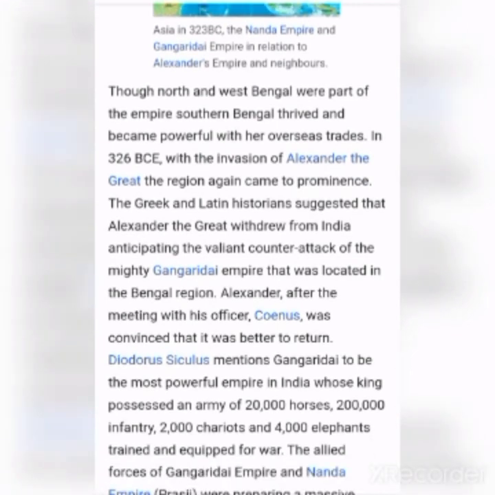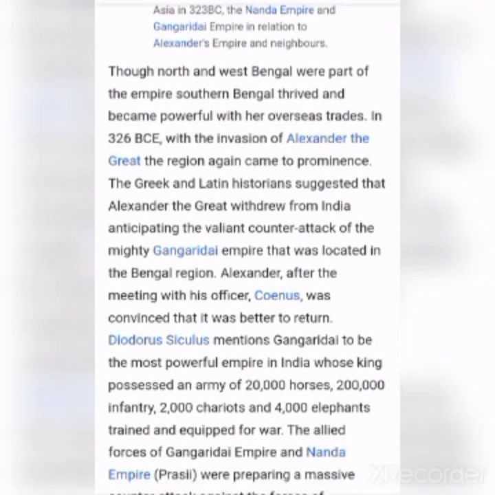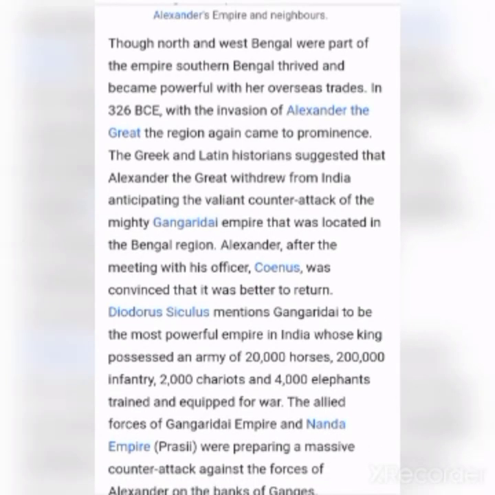Diodorus Siculus mentioned Gangaridai to be the most powerful empire in India, whose king possessed an army of 20,000 horses, 200,000 infantry, 2,000 chariots and 4,000 elephants, trained and equipped for war.